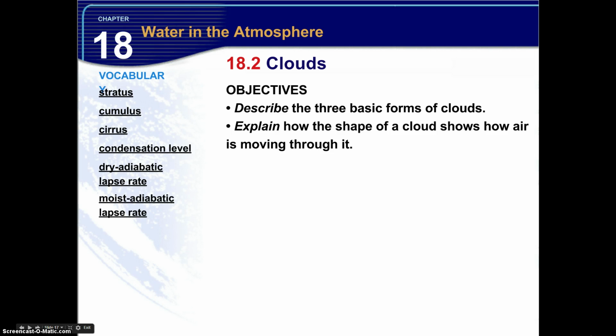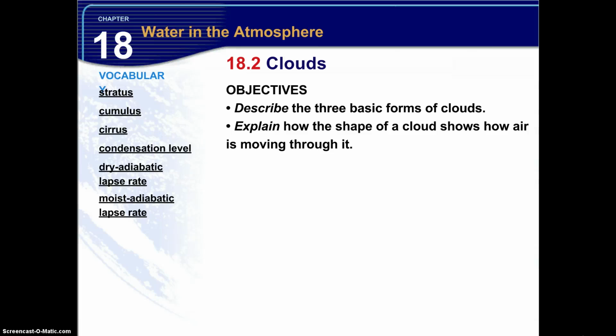And welcome to 18.2 on clouds from chapter 18. The objectives for this are to describe the three basic forms of clouds and explain how the shape of a cloud shows how air is moving through it. Some key ideas: there are three basic forms of clouds: cumulus, stratus, and cirrus. The shape of a cloud shows how air is moving through it, and as water vapor condenses, it releases heat.